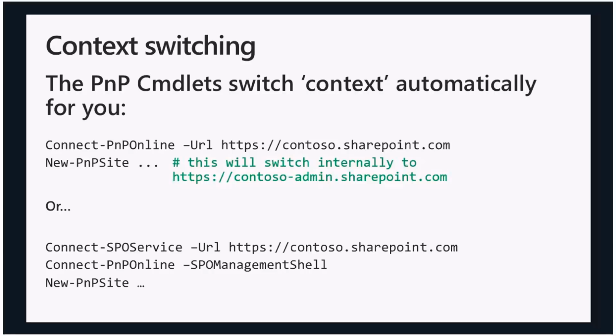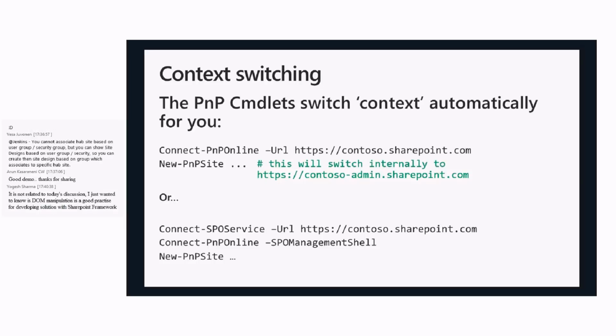Now, what we do internally in the PnP commandlets is that the commandlets are aware of the fact that they have to do something against the tenant administration site. So if you're not connected to a tenant administration site, we will connect to that site for you behind the scenes. We effectively clone the connection, reuse the credentials, and connect to the tenant administration site. This works pretty well. You don't even see it happening. And when the commandlet is done, by the way, we switch back to the old site collection.